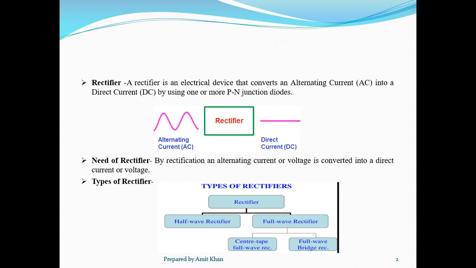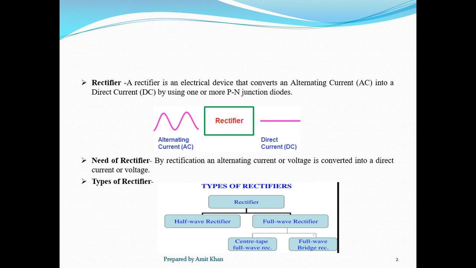So at first, we have to know what is a rectifier. A rectifier is an electrical device that converts an AC current, that means alternating current, into a direct current, that is DC current, by using one or more PN junction diodes. As in the diagram, you can see an alternating current is changed to a direct current by using a rectifier.